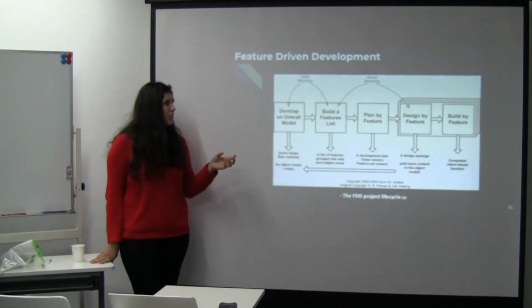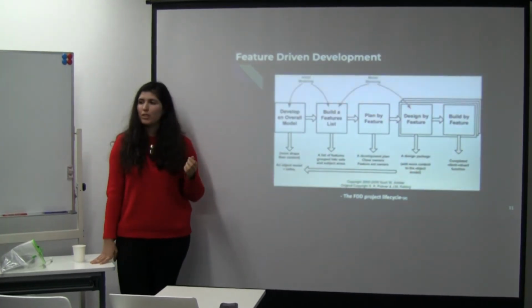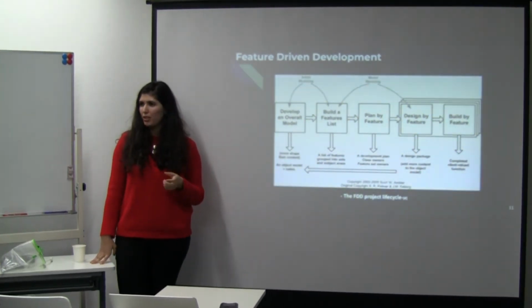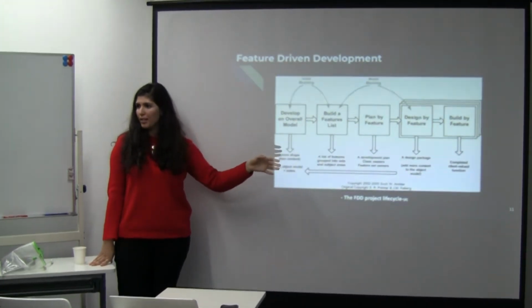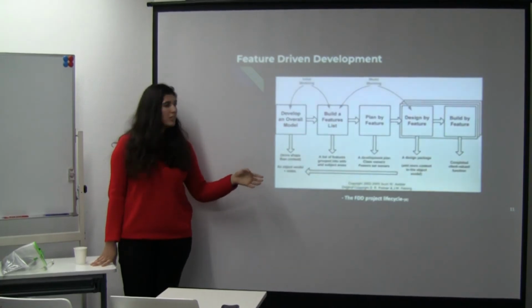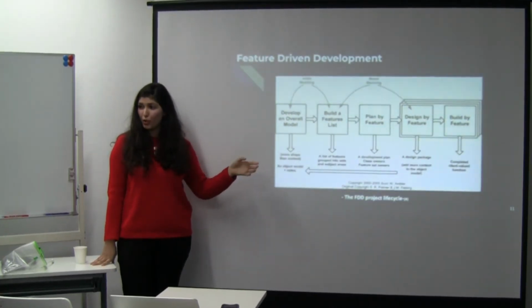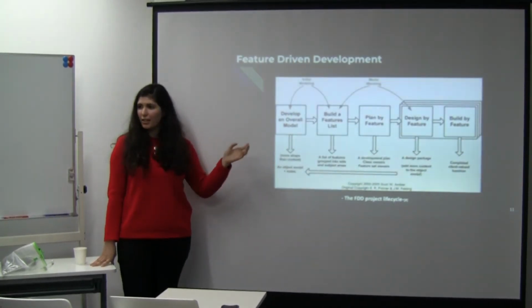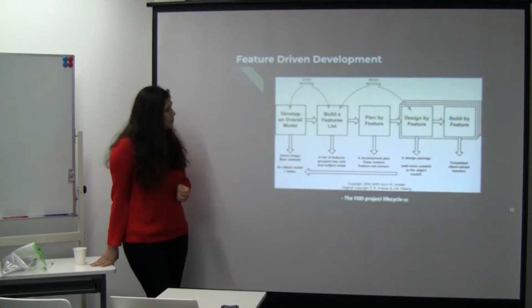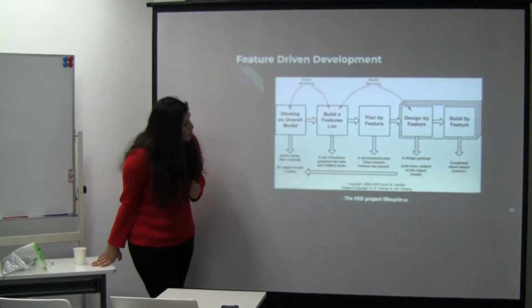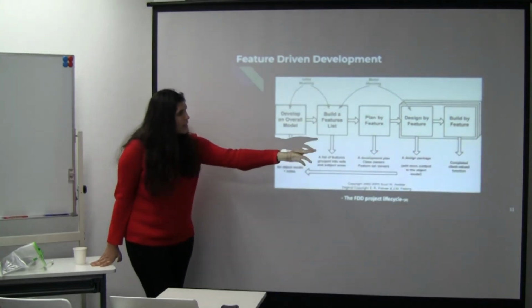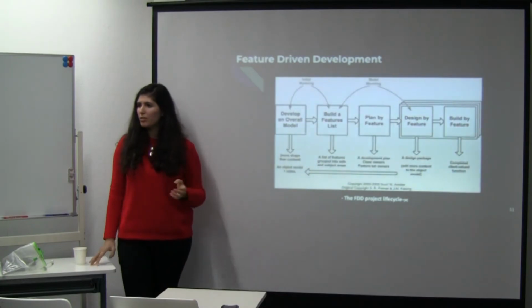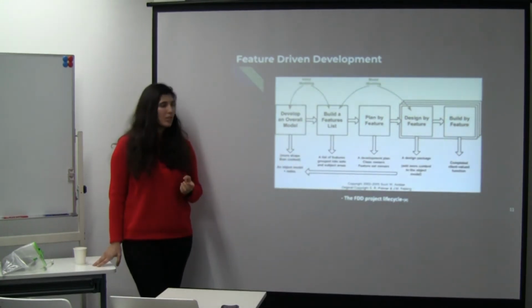And features will be in the form of action, result, and object. For example, calculate customer's negative balance. So calculate is the action, negative balance is the result, and the object is the customer. So it's related to the customer. And then the third activity is plan by feature. So basically in this step, it's who does what. So it's assigning the features.